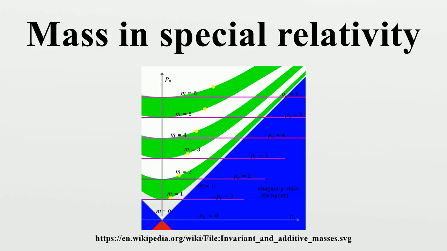The concept of invariant mass is widely used in particle physics, because the invariant mass of a particle's decay products is equal to its rest mass. This is used to make measurements of the mass of particles like the Z boson or the top quark.